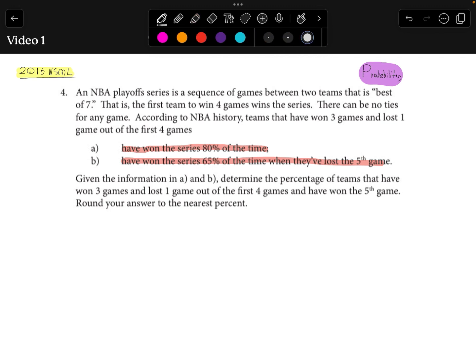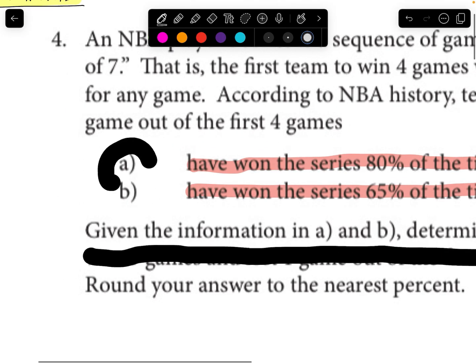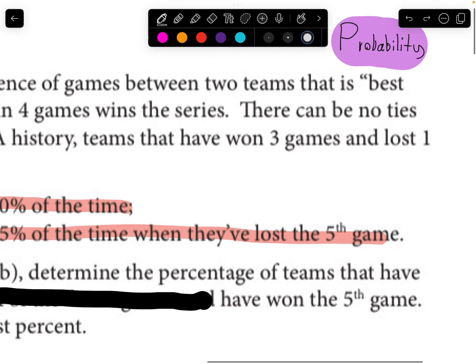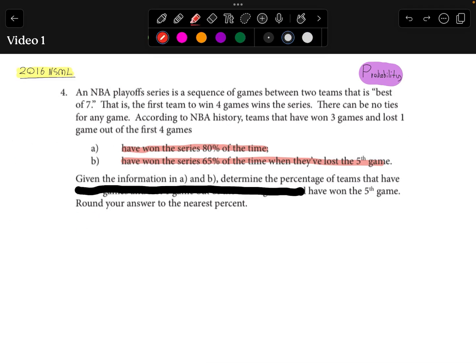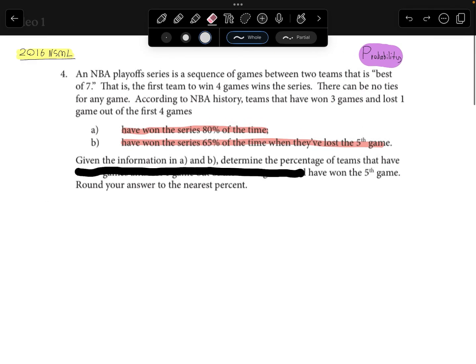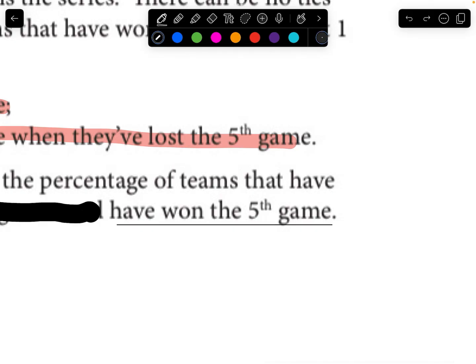The first thing we can do is just completely cross this out, because these two cases are true, given that the teams have won 3 games and lost 1. It's already accounted for, so you don't even have to worry about the fact that they have won 3 games and lost 1 game. Now all we care about is how many teams have won the 5th game.